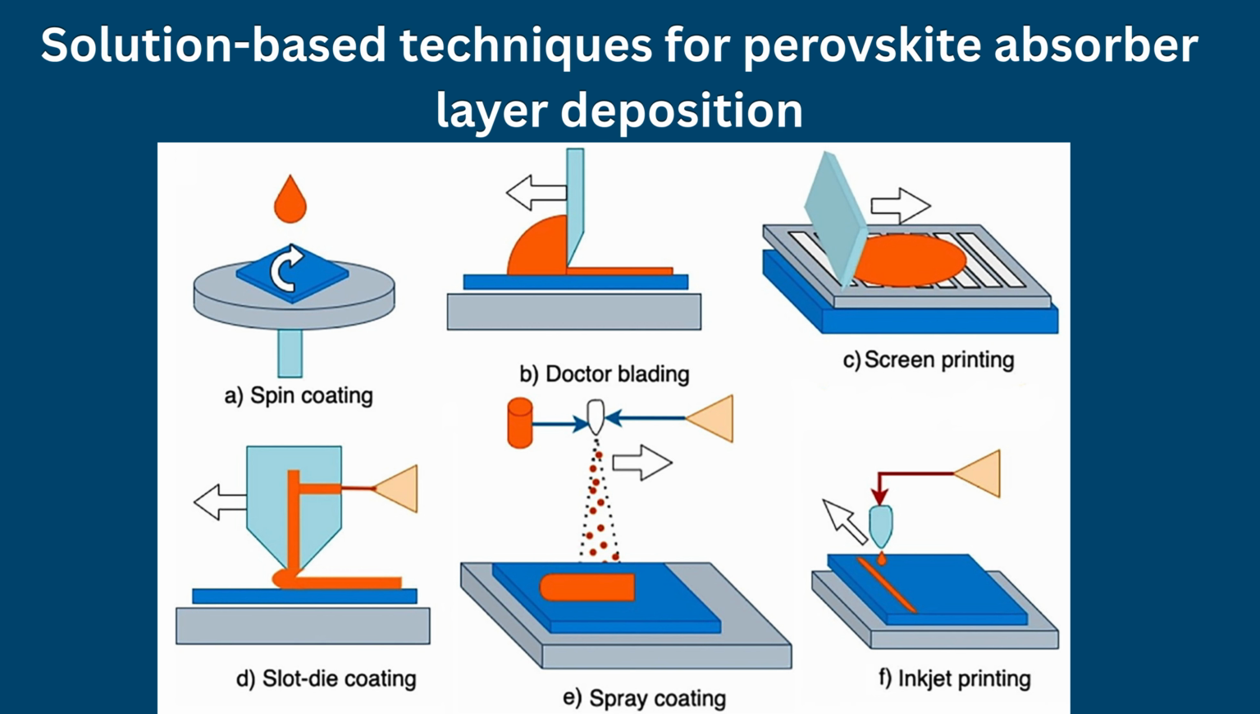Spray coating and inkjet printing provide non-contact deposition techniques suitable for large-area and patterned devices. These methods enable precise control over film morphology and thickness, with demonstrated efficiencies above 18% in optimized systems. Screen printing is particularly attractive for low-cost, large-area module fabrication, especially for carbon-based PSCs.